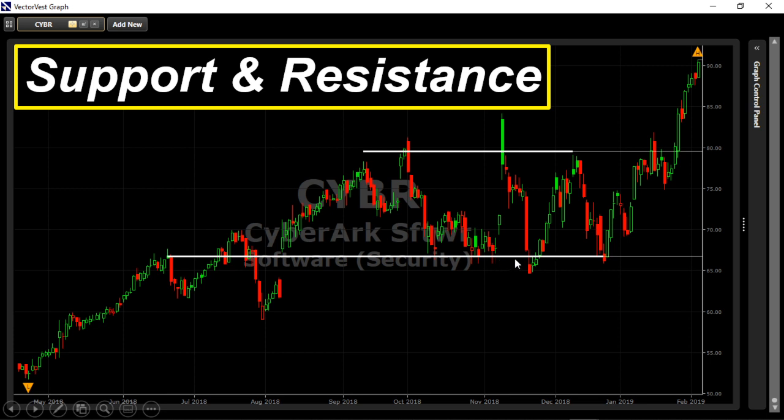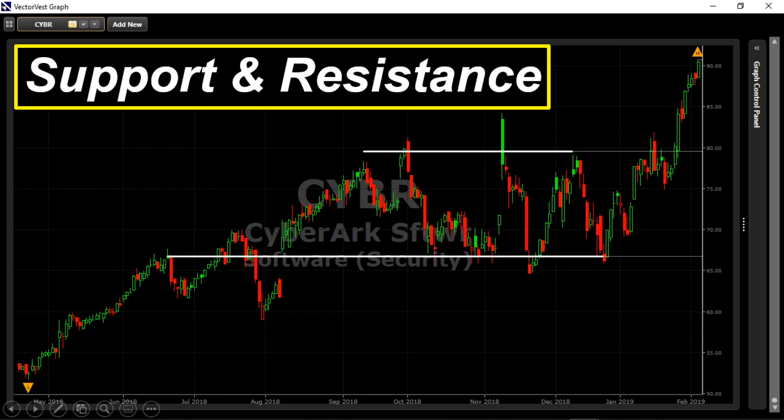Next, let's talk about support and resistance. Support and resistance, one second. It's a very popular trading technique, all right? One of the great things about the VectorVest tool is it has a way to automatically draw the support and resistance lines on the chart for you. Let's take a look at what I'm talking about.